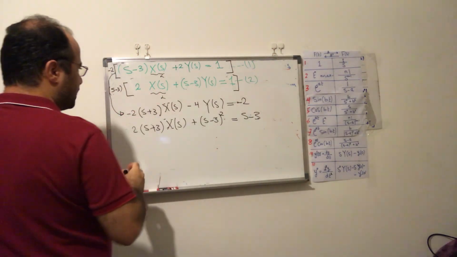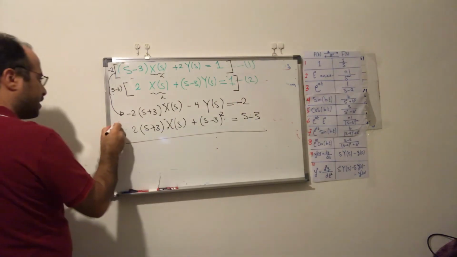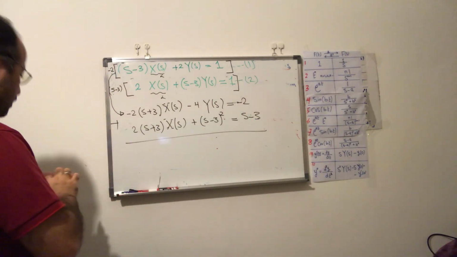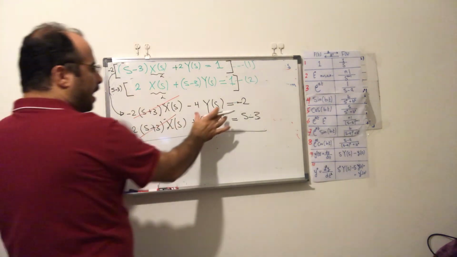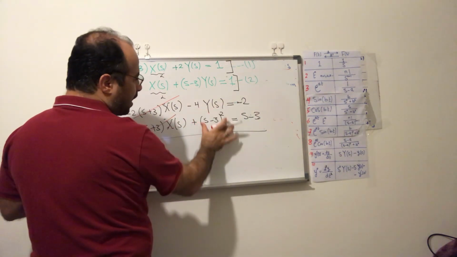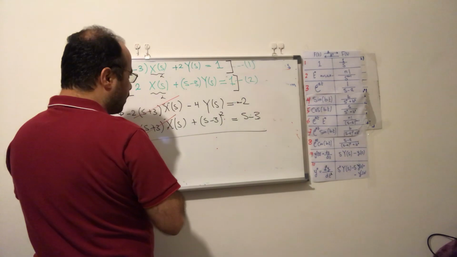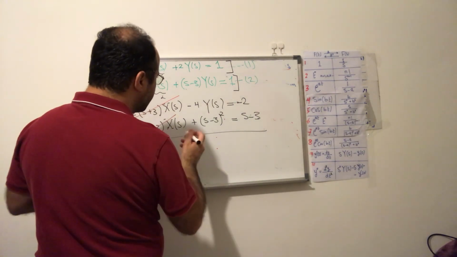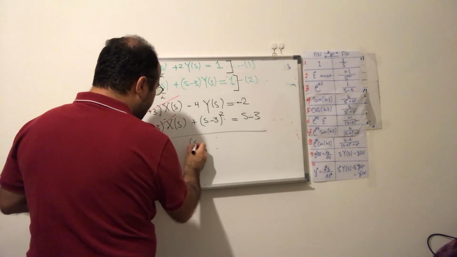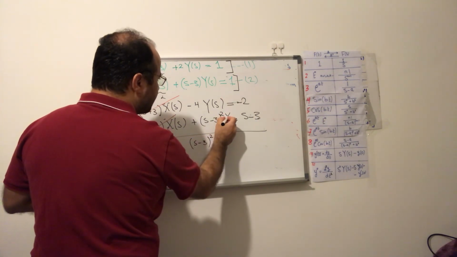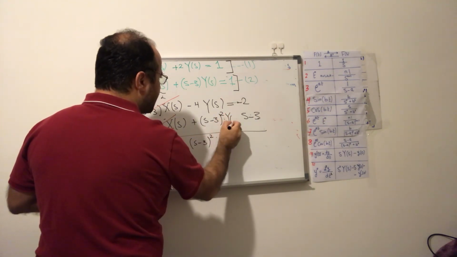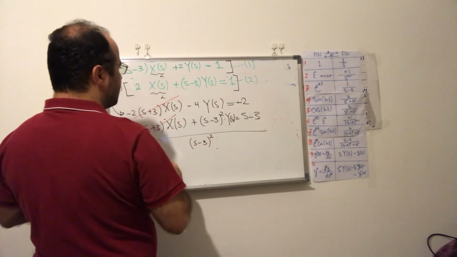Squared s minus 3. Now adding this together, this is what we want. We want to get rid of that x with that thing, and then I have one. Now I have only y of s to look for, so I'm gonna have something like s minus 3 squared. Sorry, I forgot y of s here. Y of s, yeah, equal.